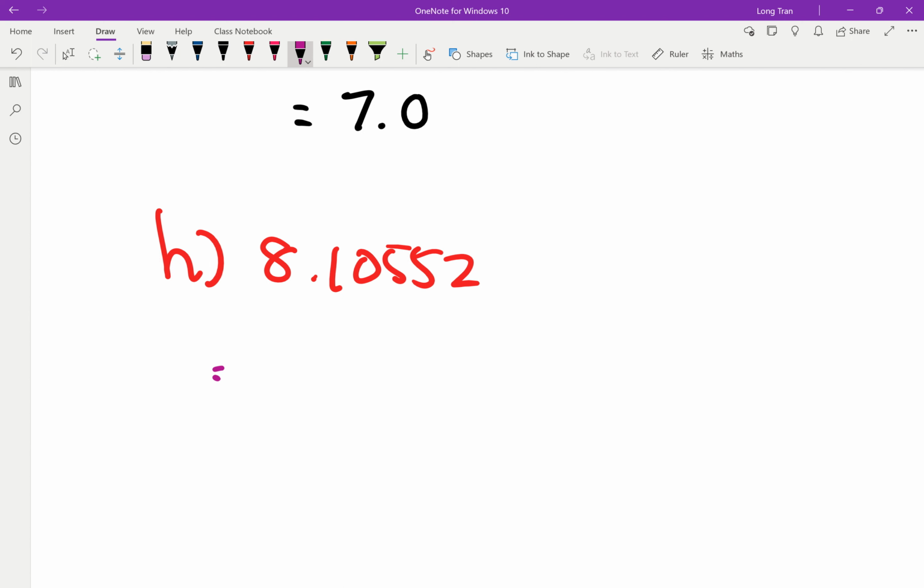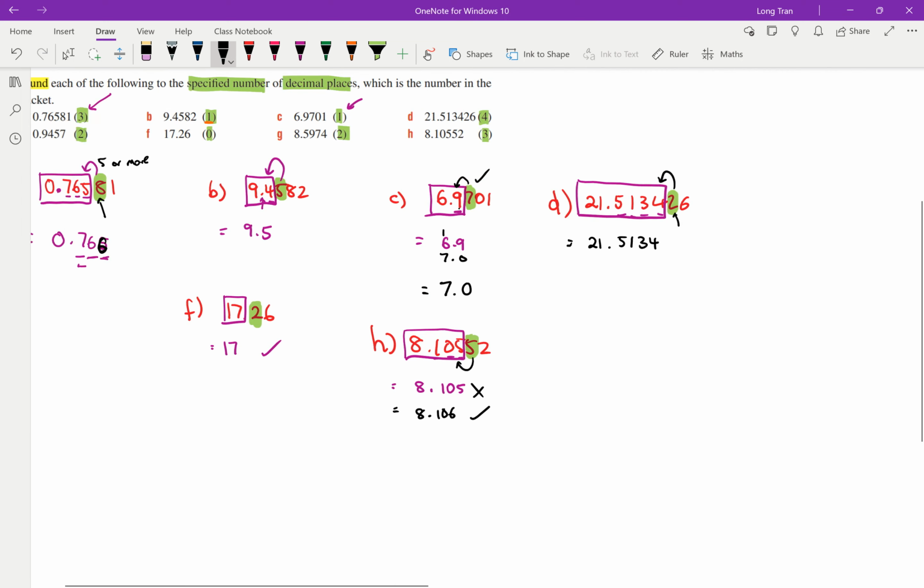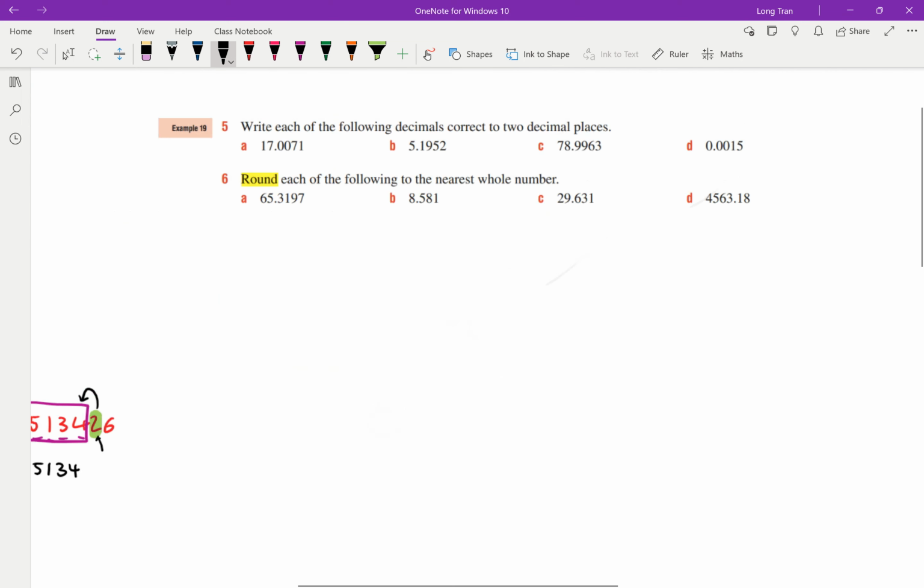The answer is, again, 3 decimal places. So this is 1, 2, 3. All I want is just this section. So my answer could be 8.105, but I need to check the next digit. And since it's a 5, that means this one is closer to 8.106. That is my correct answer, and not that. Cool. So that's how you do that. Have a go with the other questions.